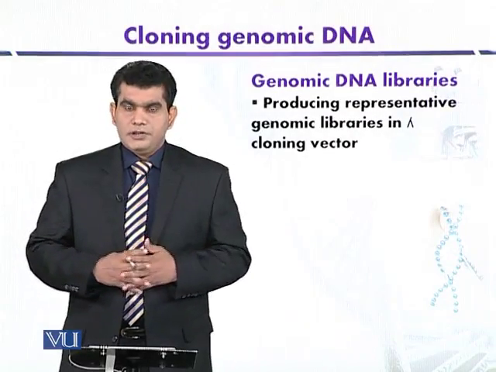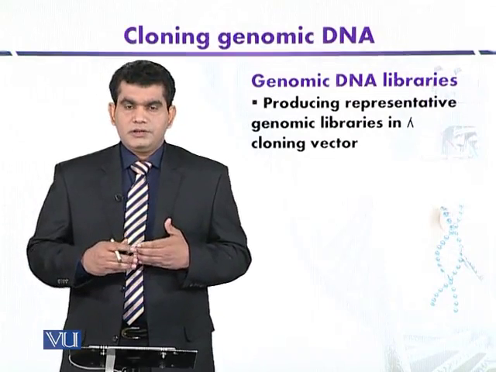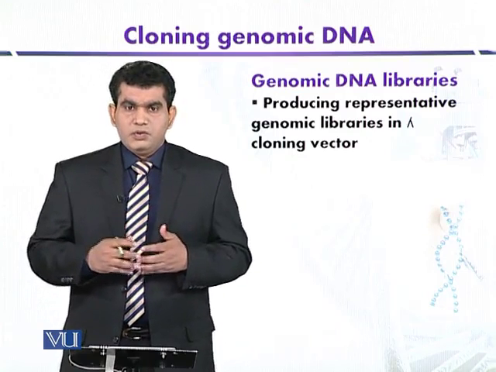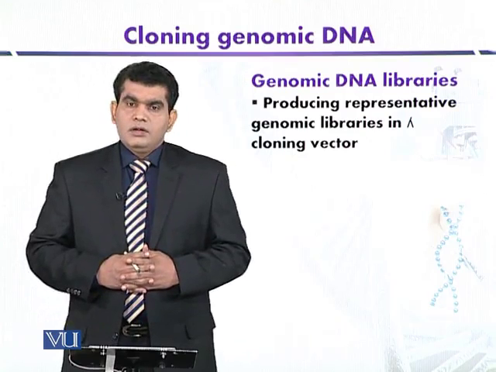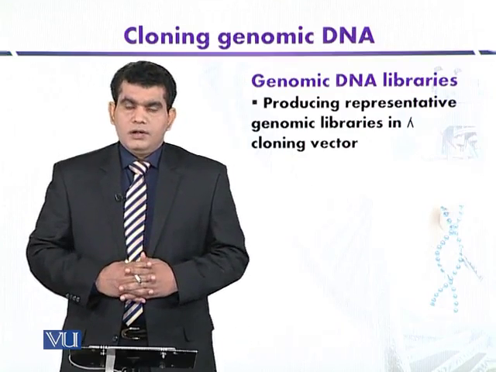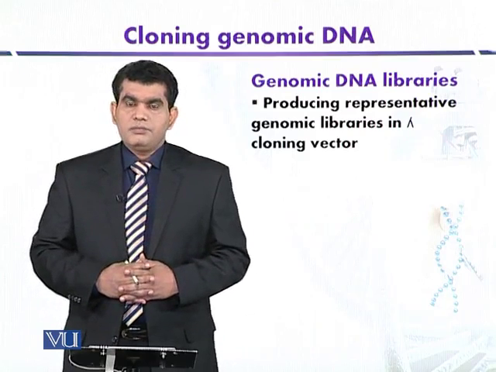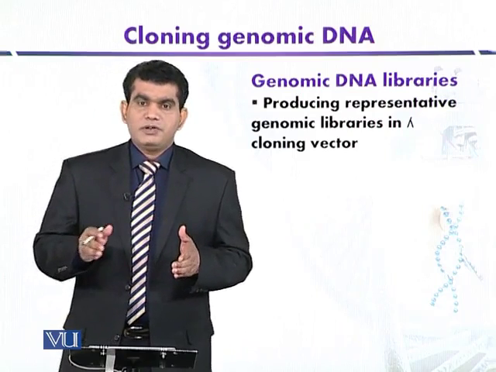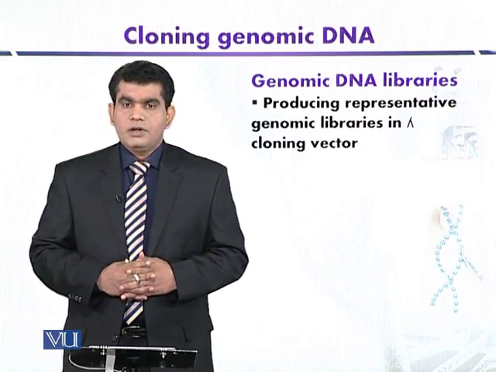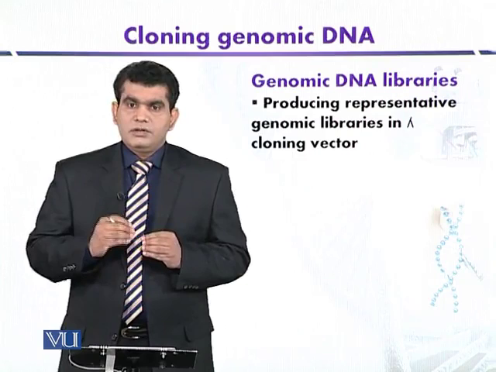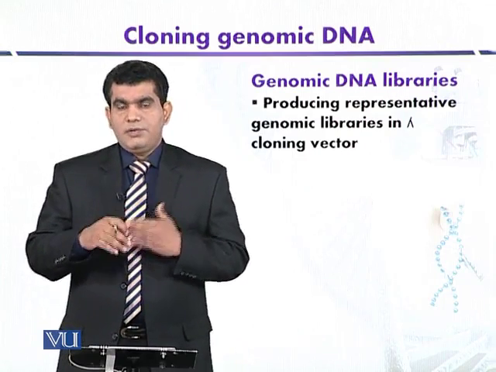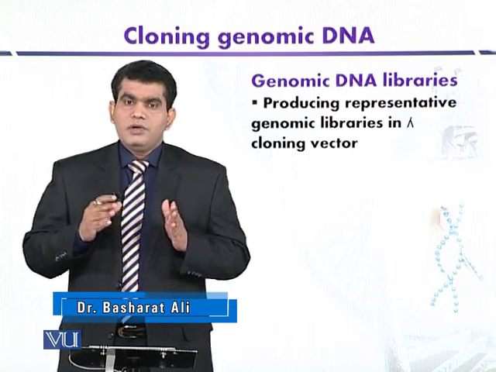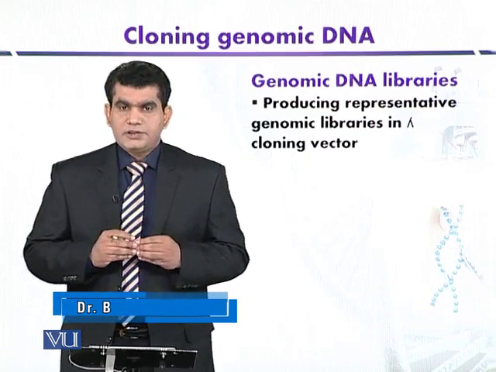Cloning genomic DNA. Here we will focus on how we can produce genomic libraries by cloning DNA in bacteriophage lambda. Suppose that we are going to clone a particular gene from the human genome, and the human genome is comparatively larger in size as compared to other organisms. And if we want to screen our clone of interest, a particular gene, from a complex source like the human genome, then we have to digest the human genome into discrete fragments.